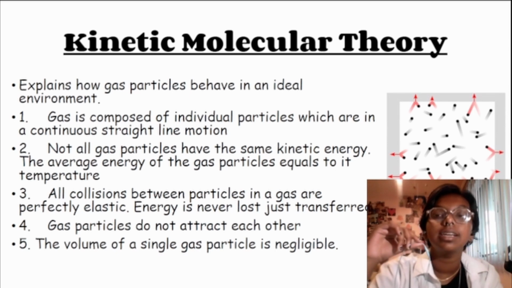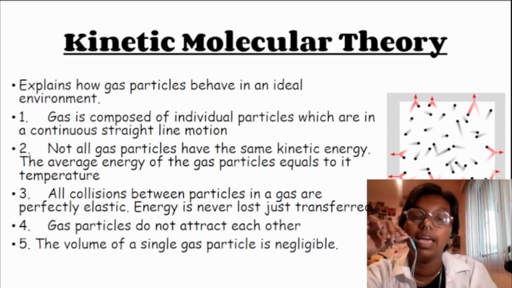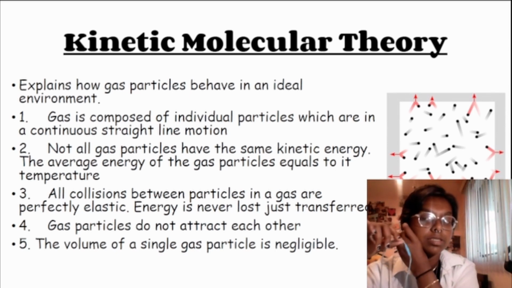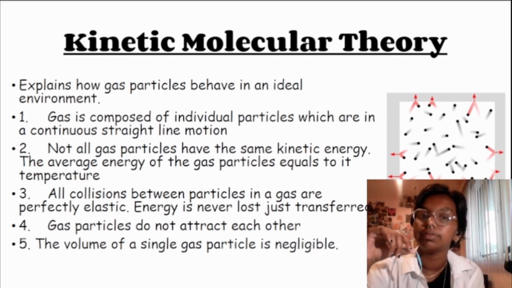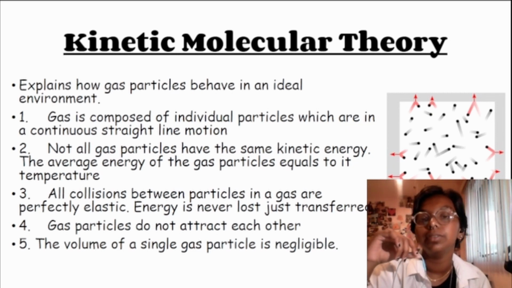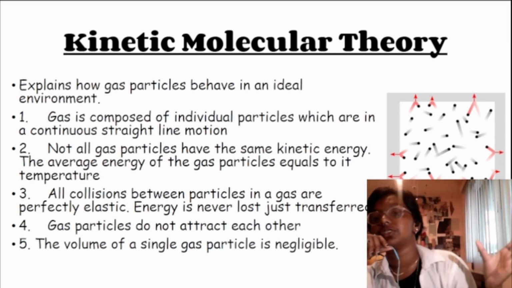Kinetic molecular theory. This theory explains how gas particles would behave in an ideal environment. So what are the five parts of this theory? Number 1 is that a gas is composed of individual particles, which are always in straight-line motion. They're always moving straight.